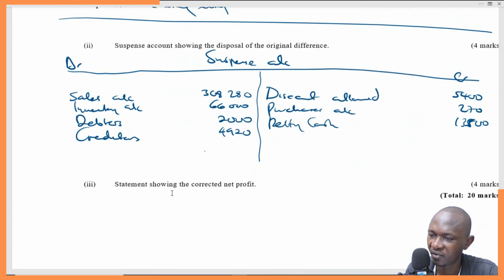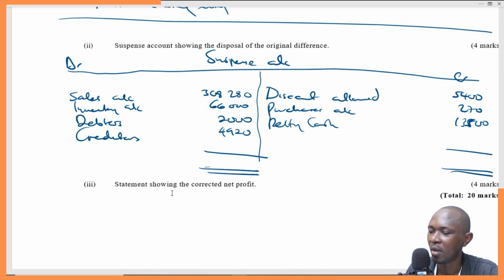So at the very end, after all these corrections, what we know is that the suspense account should balance. It must balance if we have corrected all the errors, because the trial balance must balance. The trial balance was not balancing because of the suspense account. Now we have the suspense account. We've identified all the errors, and we have even corrected them.